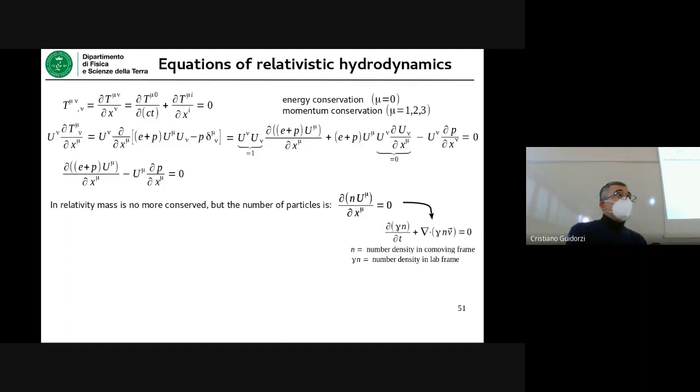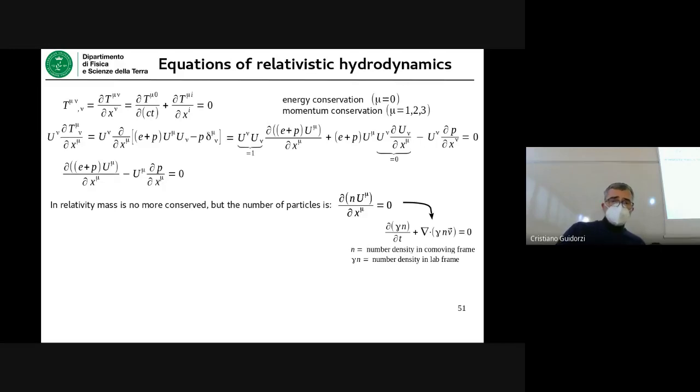The number of particles within the volume element, of course, is the same. What changes is the volume. In particular, the volume gets compressed by a factor of gamma along the direction of motion. So the number of particles is the same, the volume shrinks by a factor of gamma, so the density increases by a factor of gamma. That's why the number density is in general gamma n, where n is the comoving frame value. So in the generic frame in which the fluid is moving with a Lorentz factor gamma, the number density is gamma n, and this equation ensures that you cannot either create or destroy particles. The net number of particles doesn't change.